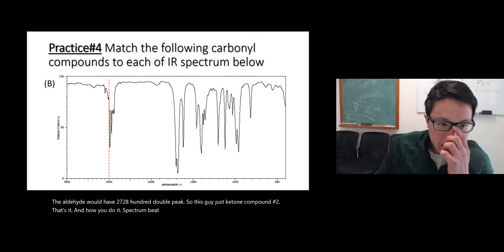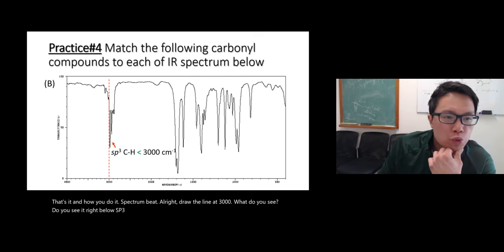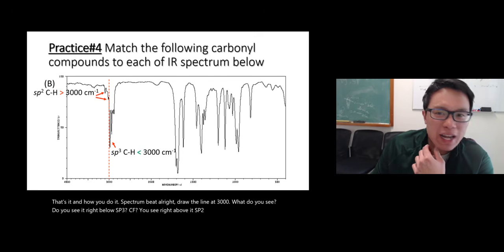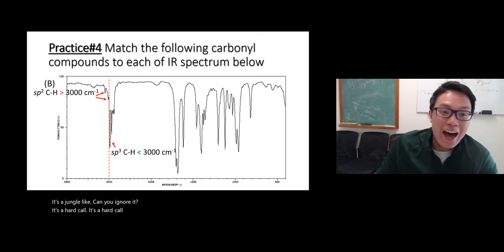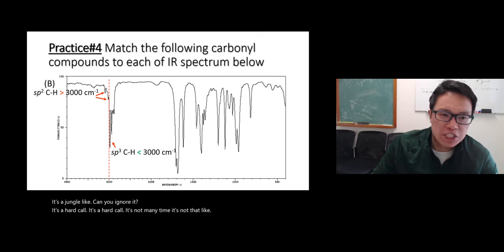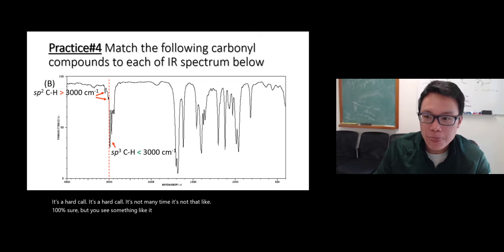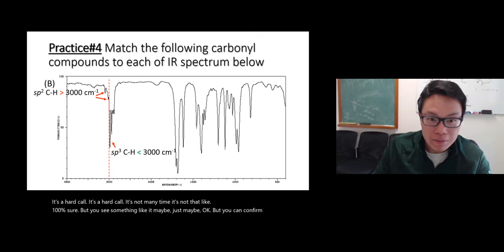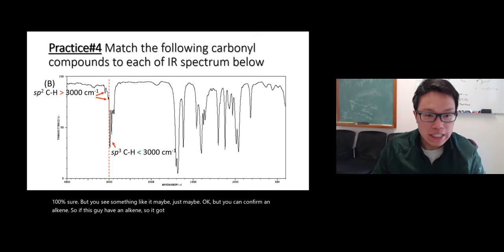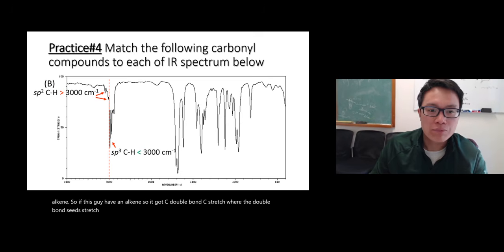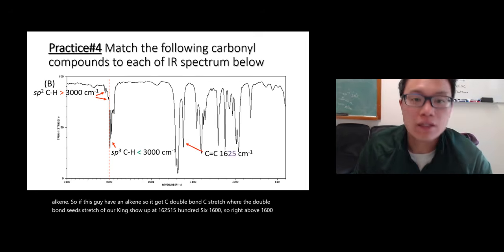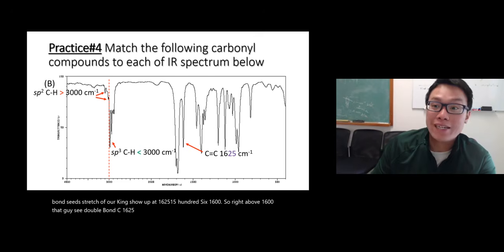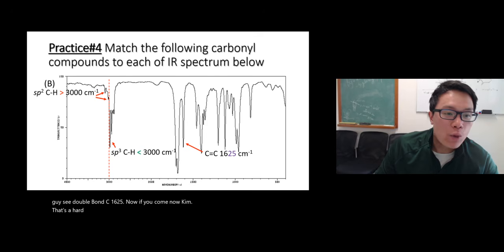Spectrum B. Draw the line at 3000. You see sp3 CH right below, and you see sp2 CH right above it. Some of you might ask, are you serious? Is that junk? Can you ignore it? It's a hard call. IR is not many times 100% sure. But if you see something like it, maybe, just maybe, you can confirm an alkene. If this has an alkene, it has a C double bond C stretch. Where does the C double bond C stretch of an alkene show up? Around 1600, so right above 1600, that guy at 1625. That means we have an alkene. That's a hard one. Anyway, that's region number 1.